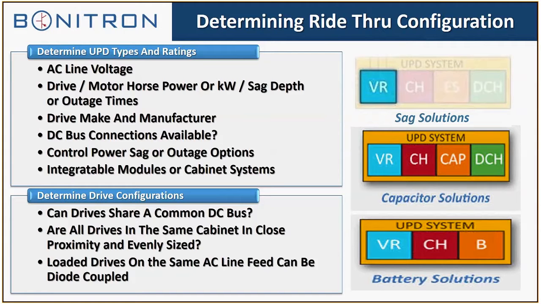Loaded drives on the same AC line feed can be diode coupled. In other words, we'll tie the drives together at the inverter sections to the single ride-through unit. If you're using sag ride-through, all of the drives need to be on the same AC line feed. It's kind of common sense. We're taking the remaining AC line and using it to boost in the top configuration that just has the blue box highlighted, the voltage regulator, and that's just sag solutions. So all of the drives must be on the same AC line feed, especially if you're using the sag ride-throughs.